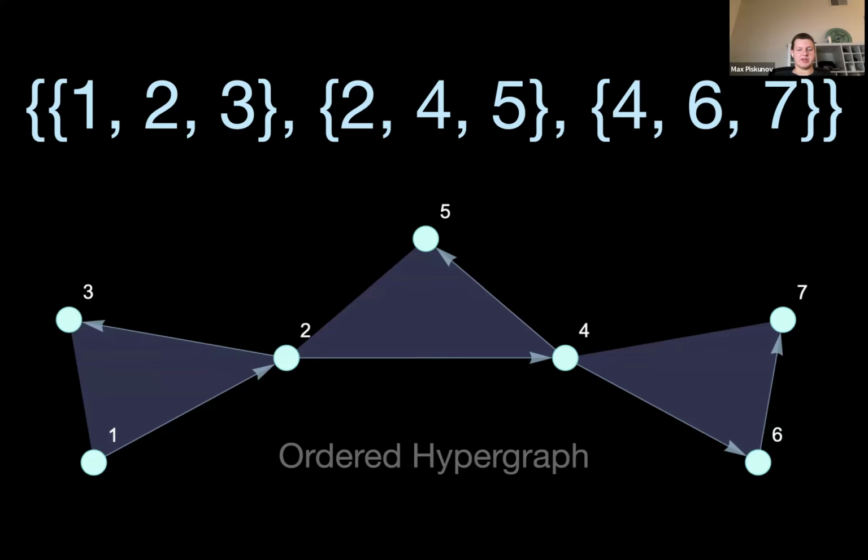And so this is an ordered hypergraph. Ordered means that each hyperedge expression is an ordered list. And hyper means that hyperedges can have any number of atoms, not just 2. So in this case, the hyperedges are arity 3.